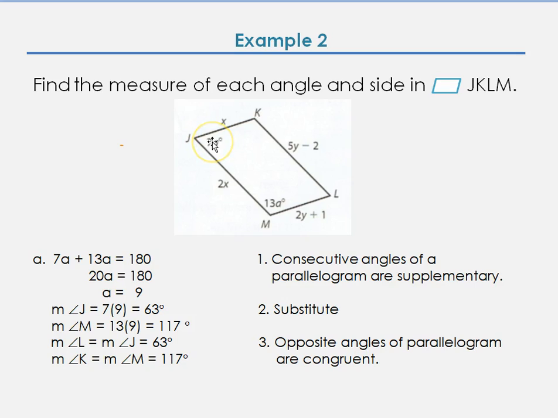So let's take 7a and 13a, because they're consecutive angles, and set them to 180. And if we solve, we find that a equals 9. So 7a would be 63, and 13a would be 117. And now you can find your opposite angles. So if 7a is 63, that means that L, the opposite angle, is 63. And if M is 117, the opposite angle is 117.